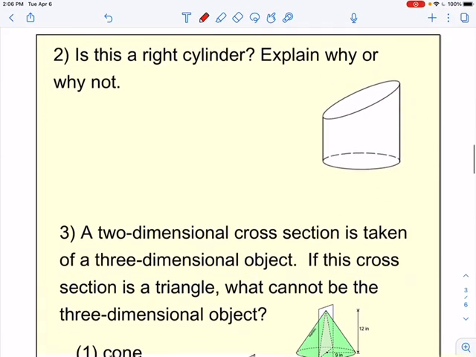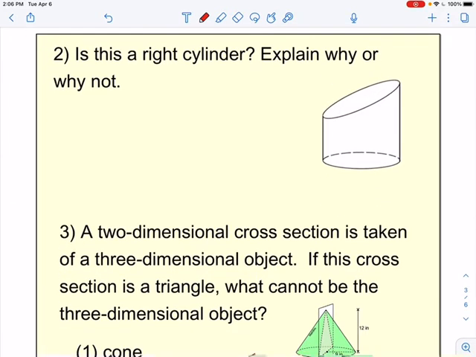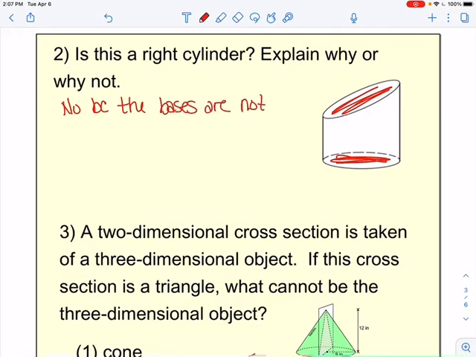Okay. For number 2, is this a right cylinder? Explain why or why not. Okay, it sort of looks like it could be at first, but again, if you go back to the definition, remember that the two bases need to be parallel to each other. So since this base is not parallel to this base, it is not a right cylinder. Okay, so no, because the bases are not parallel.